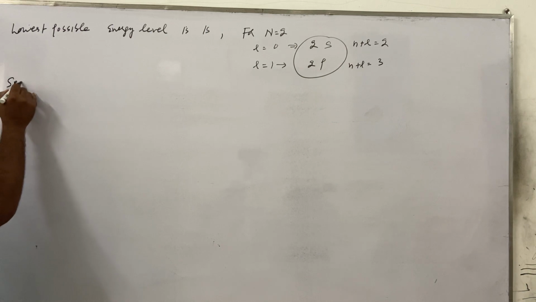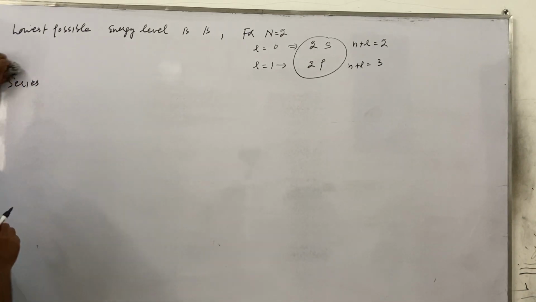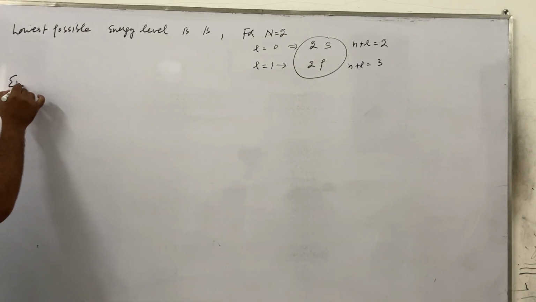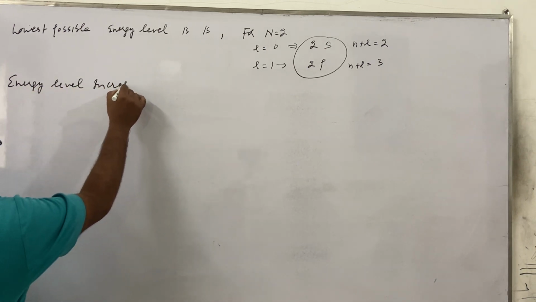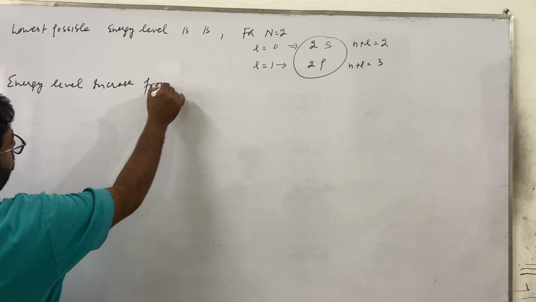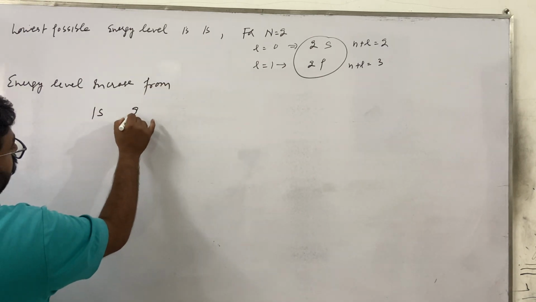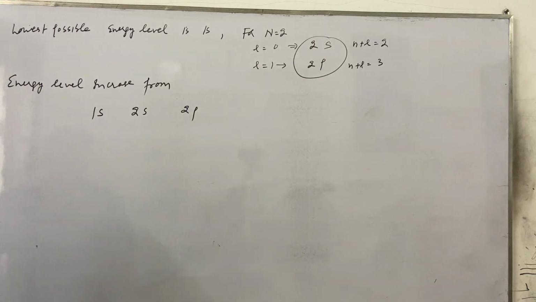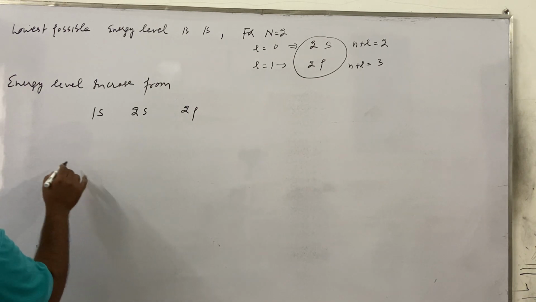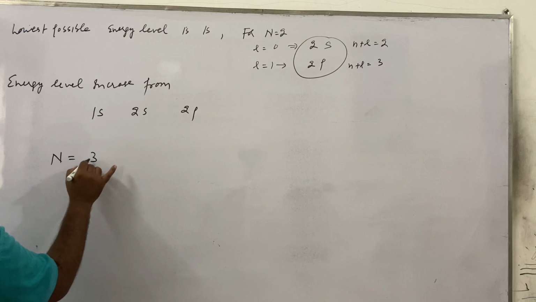So the series, we can say the series of energy levels, increases from 1s orbital, then 2s orbital and 2p orbital. So after that the value of quantum number will be 3.